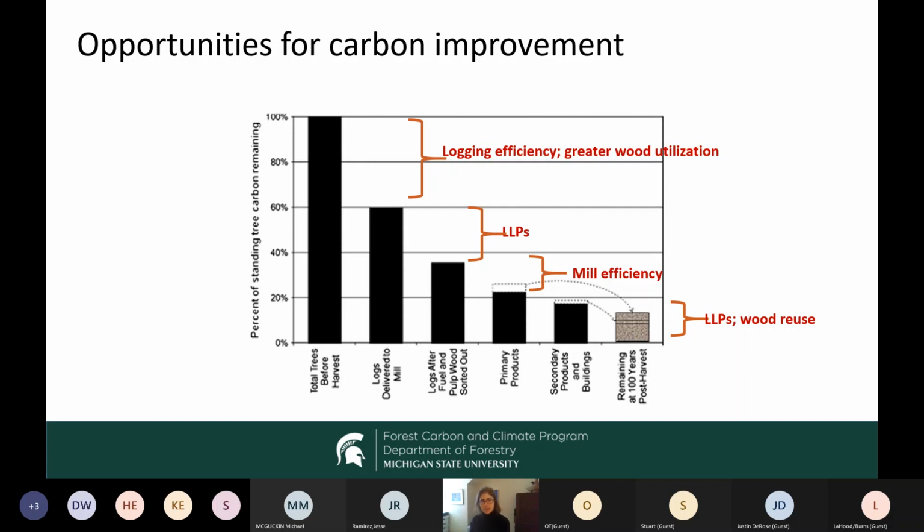After we get to that first diversion, and of course there are limitations to this, right? Not all wood can be used in all ways. And then we have where we can make improvements in mill efficiency. And again, that last one is if we have more products sticking around in longer lived products, so we have greater wood reuse, recycling of products using salvaged lumber. If we can keep the wood that we have harvested around in products longer, we are better served from a carbon perspective, and the carbon potential of harvested wood products is that much larger.